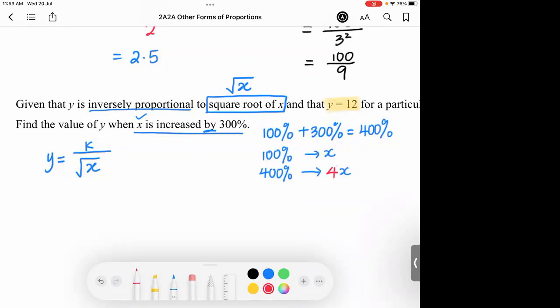Okay, so this part we must be clear, right? Ready? So now I continue with my equation. I want to find the new value for my y. Okay, what is x now? The new value of x is 4x.